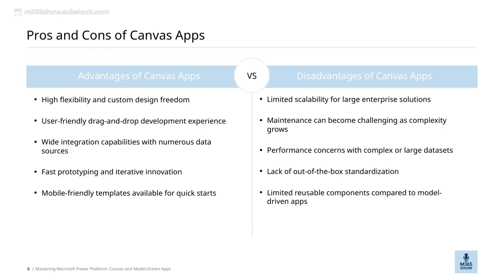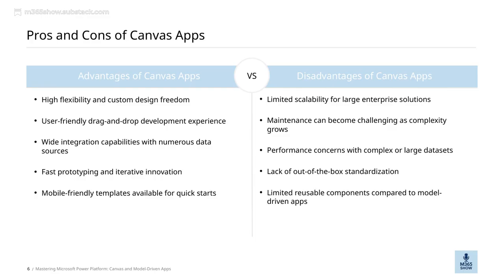Let's take a closer look at the pros and cons of Canvas apps. On the one hand, Canvas apps offer a lot of advantages. They provide high flexibility and full control over the design, which makes them ideal for creating highly customized user experiences. The drag-and-drop development process is very user-friendly, allowing even those without extensive coding experience to build functional apps quickly. Plus, they integrate smoothly with a wide range of data sources, enabling fast prototyping and encouraging iterative innovation. And for mobile users, there are ready-to-use templates that make getting started quick and easy.